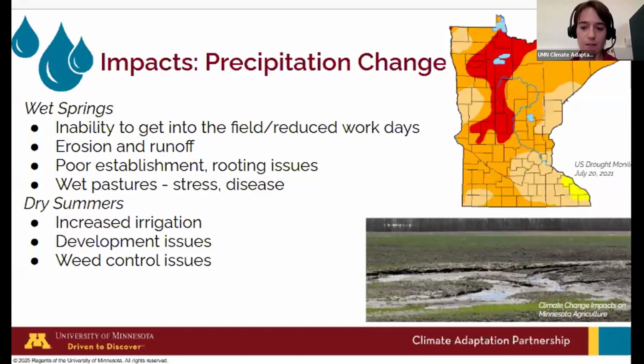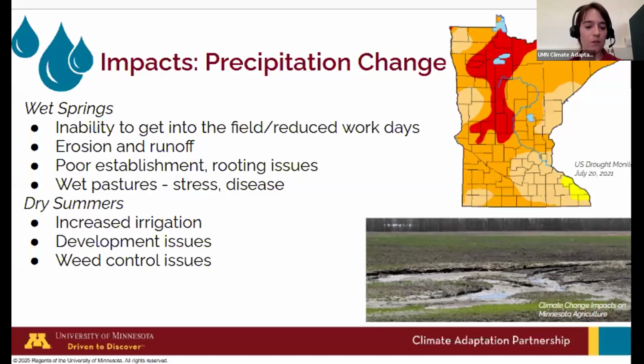If we take a look at dry summers, this is a graphic I pulled for the drought monitor on the top of your screen of the state of Minnesota. It's showing you the drought monitor from July 20th of 2021. People will likely remember that that was a dramatically dry summer. And so the things I mentioned as potential future consequences may not be a surprise to you, but with a decrease in summer precipitation, we expect to see increased irrigation needs, perhaps development issues.